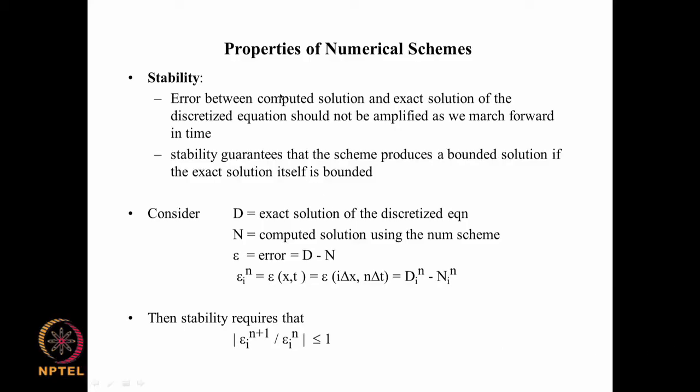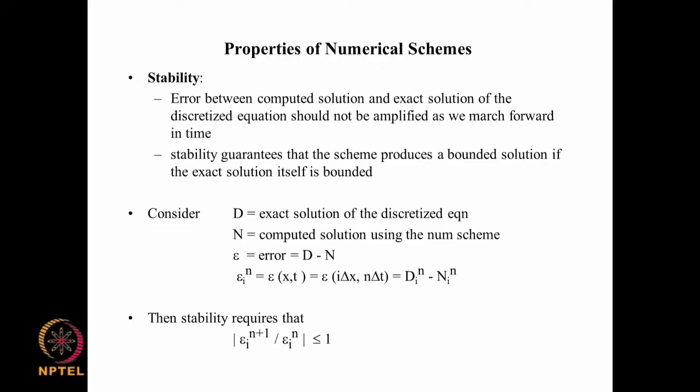So, when we talk about stability, we are talking about the error between the computed solution and the exact solution of the discretized equation. This error should not be amplified as we march forward in time, because we are accumulating errors from the previous time steps, and we are also gathering errors from the approximations made of the derivatives, spatial derivatives.